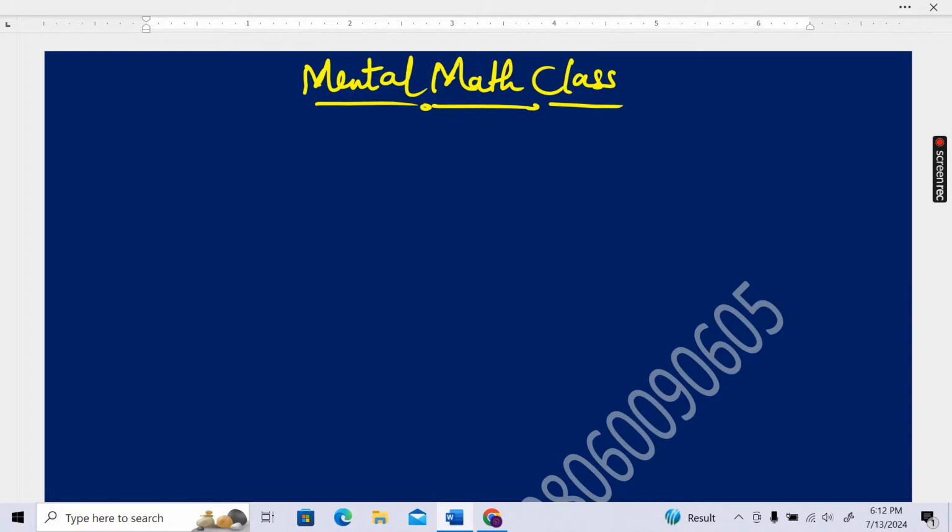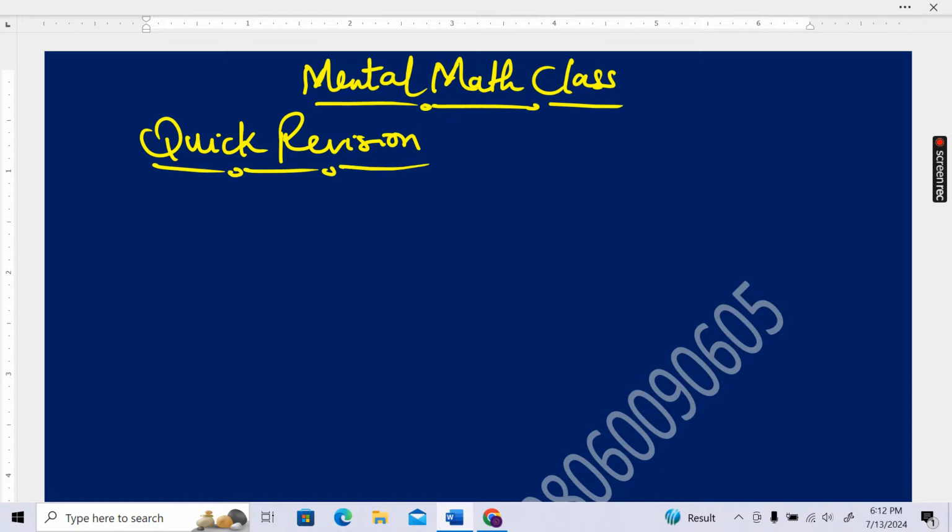Now, a quick revision of what we have been learning. In the previous class, we learned how to multiply two-digit numbers by 111. So this is a quick revision of how to multiply two-digit numbers by 111. We also compared multiplication by 11, multiplication by 111, and multiplication by 1111, and it was amazing. Now let's quickly do that revision.